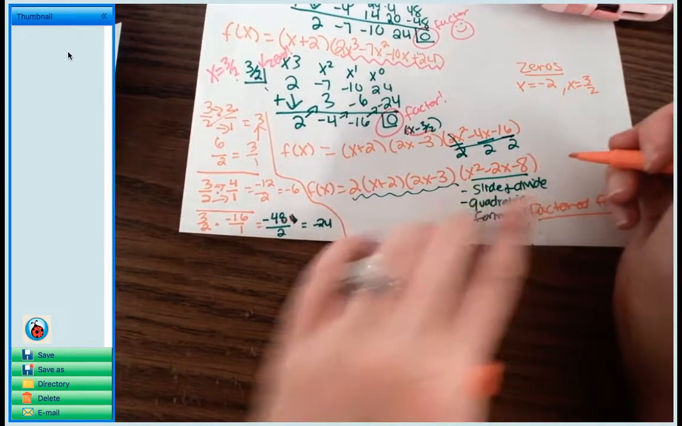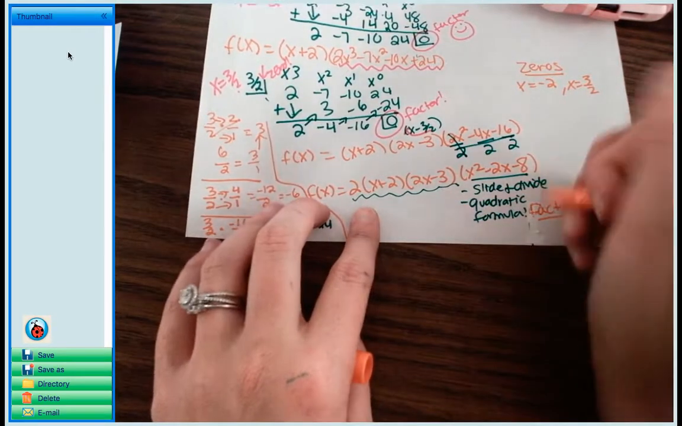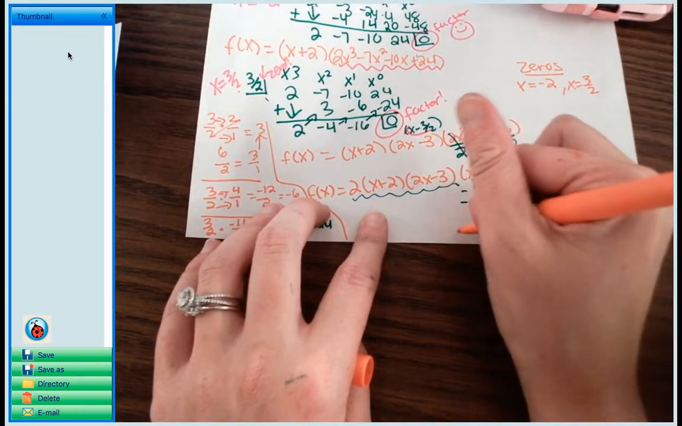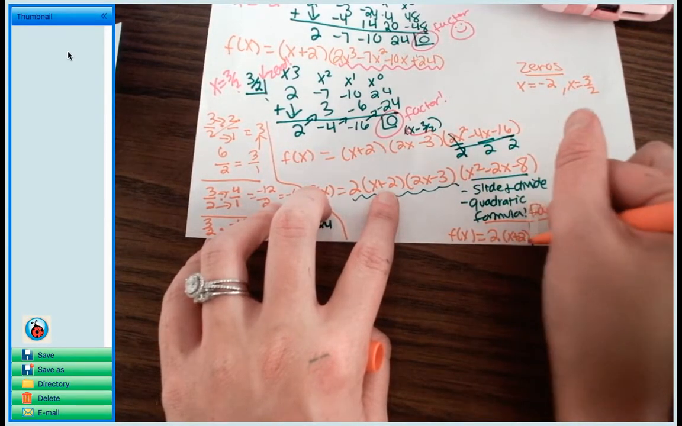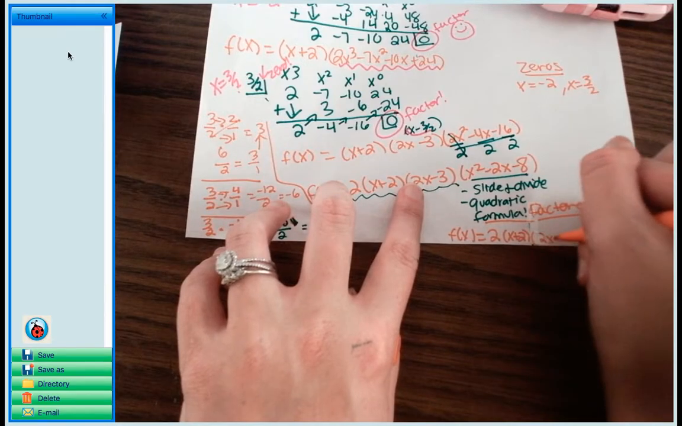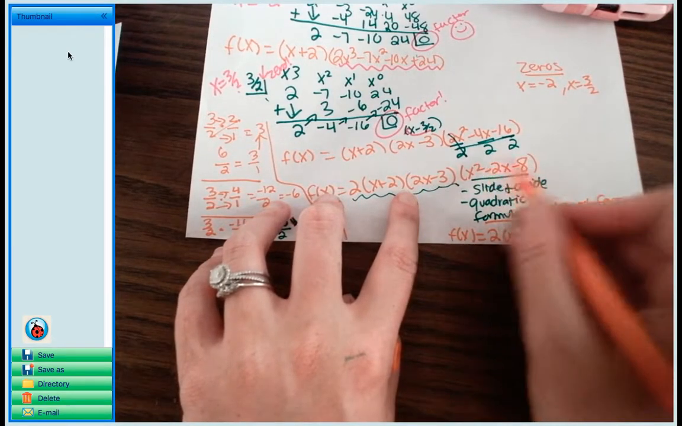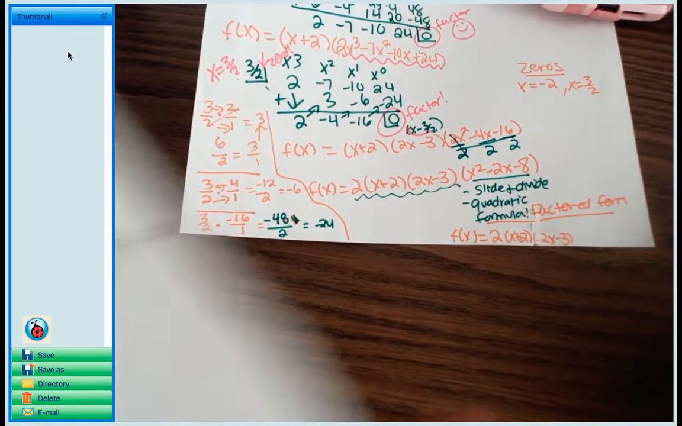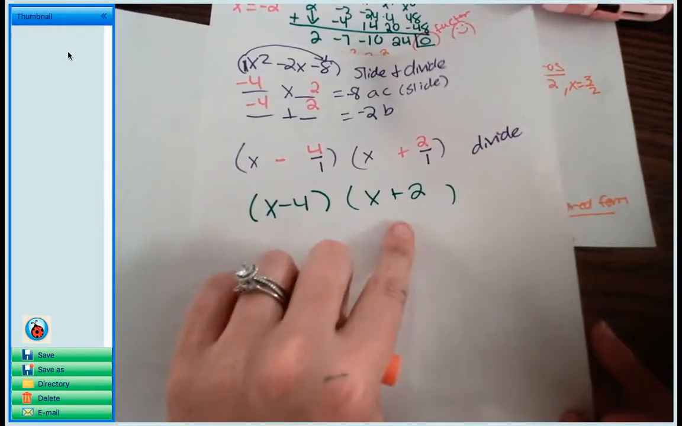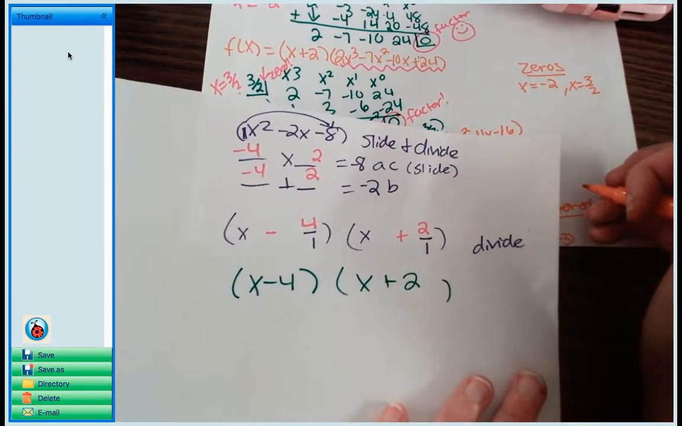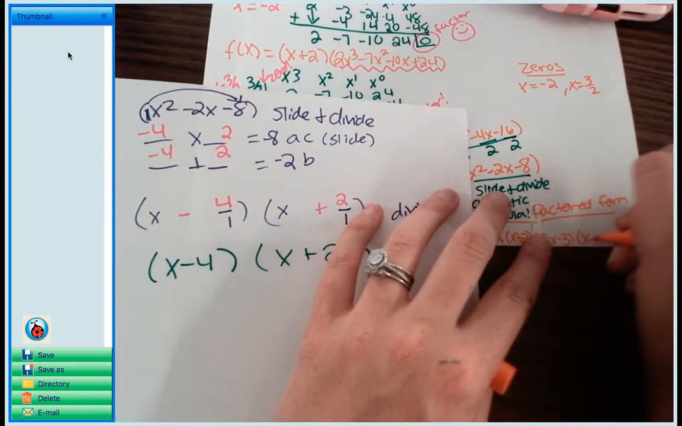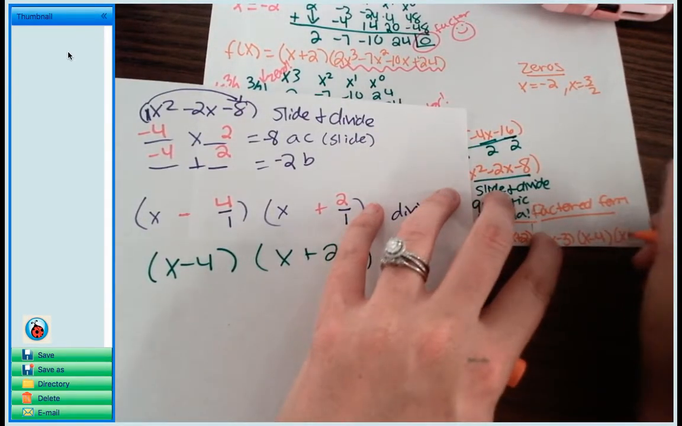Okay, so this is factored form. I'm going to write what I already have. So factored form, we have f of x equals 2 times x plus 2 times 2x minus 3. And then I'm going to write what I got after I factor that, which after we factor that, you guys, we got x minus 4 and x plus 2. So I'm going to replace this with my x minus 4 and x plus 2. So x minus 4 and x plus 2. Bam!